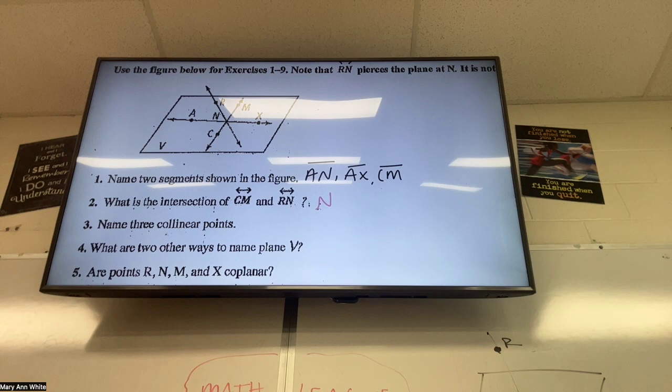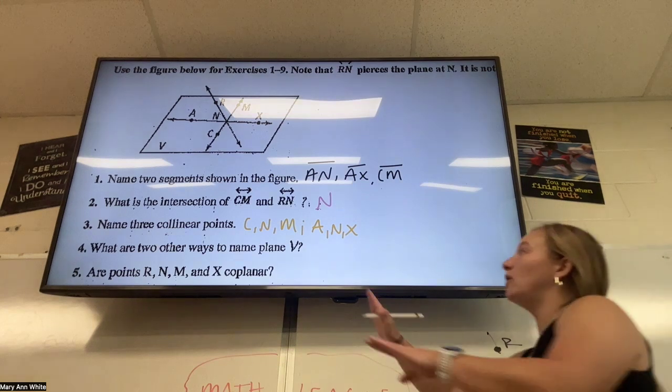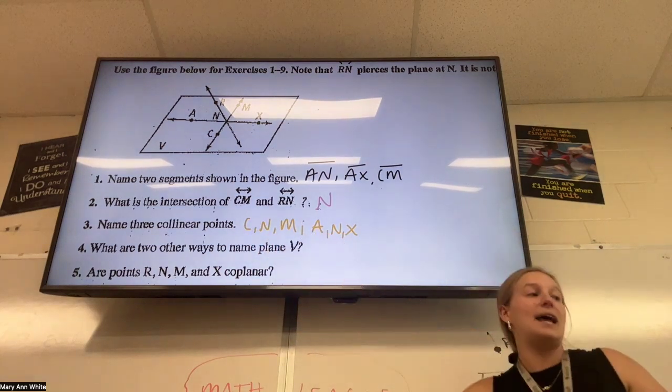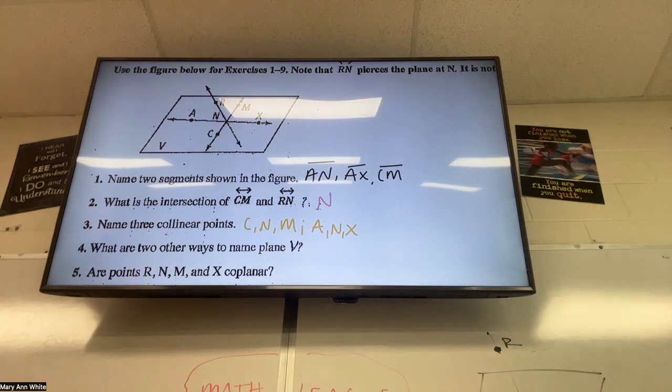Okay, next, 3 collinear points. Time out. What's collinear mean? On the same line. So give me 3 points on the same line. I heard C, N, and M. Did I hear those? Yeah. And then I heard A, N, X. You got to give me those sets. So if you intermix them, it's not necessarily correct. C, N, and M are all on the same line. A, N, and X are all on the same line. M, N, and X are not on the same line.